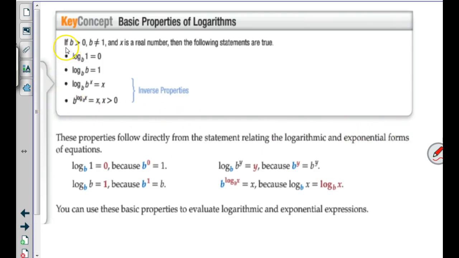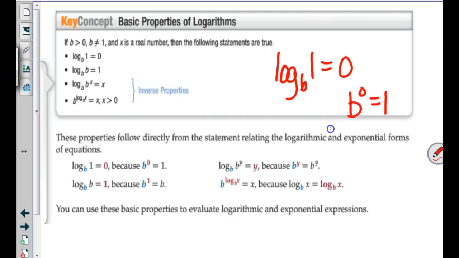Okay. If the base is greater than 0, okay, you can't have a negative base of a log, and you can't have 1. But the log of any base of 1 would be 0. This should make sense to you because b to any power is 1, yes? No. Then it says the log base b of b equals 1. That should make sense to you. B to the first power is b. These making sense?